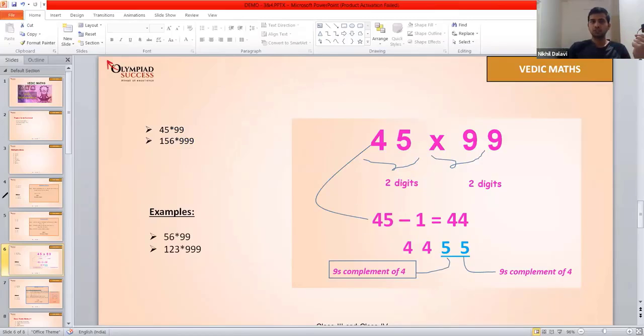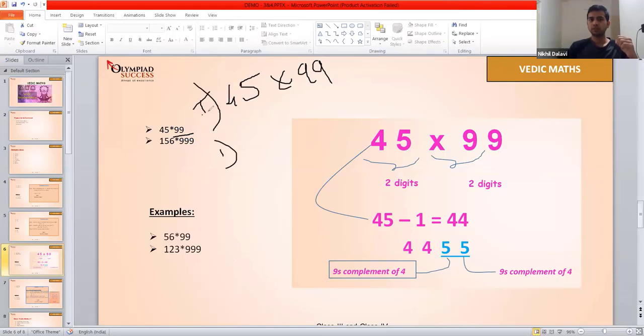Okay. So this method is called multiplication of numbers with series of nines. Okay. So what do we do in the first step? The first step is we take 45 multiplied by 99, okay? What do we do in the first step? Step 1 is we take this 45 and we subtract 1 from this 45.